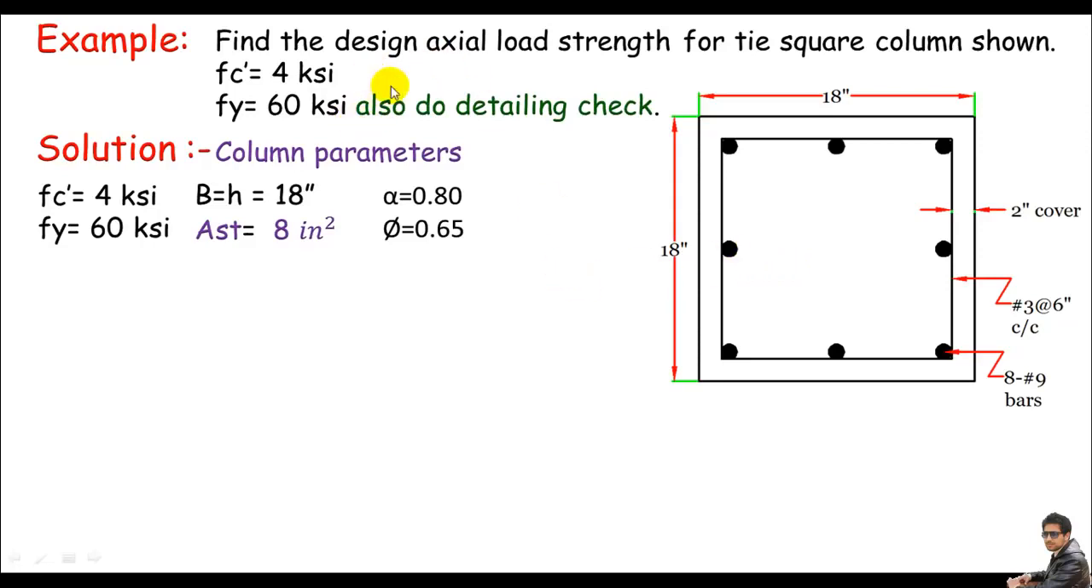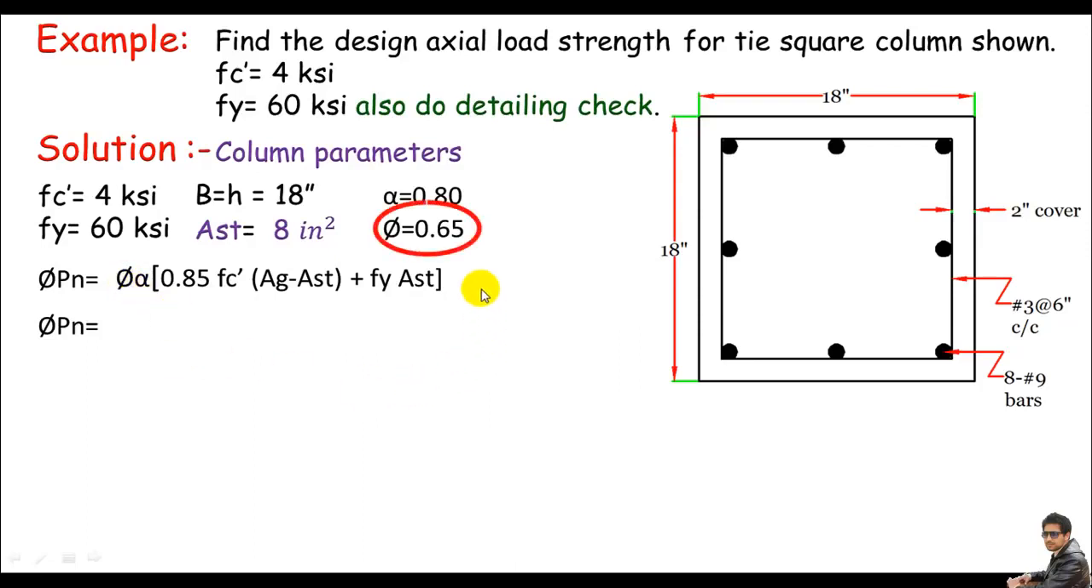The first thing, my first approach, is to find the design axial load. And for this, I have a nice formula: phi Pn equals phi alpha, 0.85 times f'c prime times (Ag minus Ast) plus Fy Ast. Plugging in, you must get alpha. Where is it? It's here. Oh, it's phi, of course, 0.65. Plug this in this formula. And alpha is 0.8. So plug this over here. Of course, we have 0.85. f'c prime is 4 KSI.